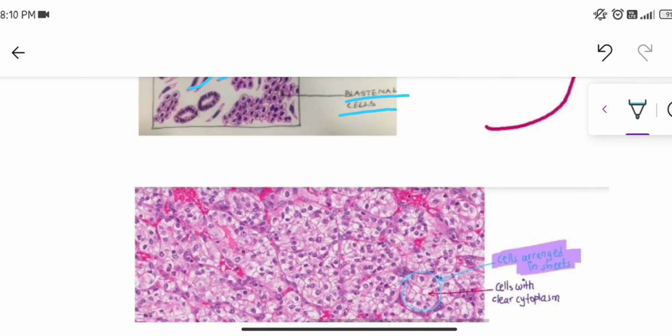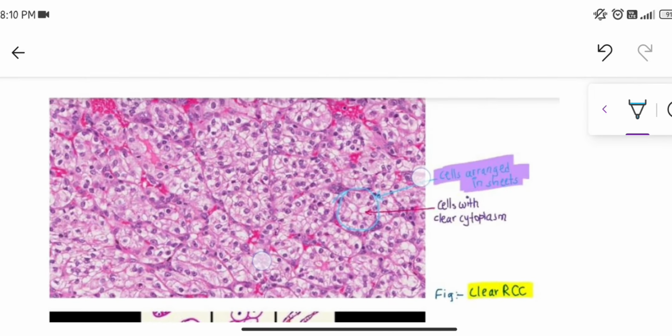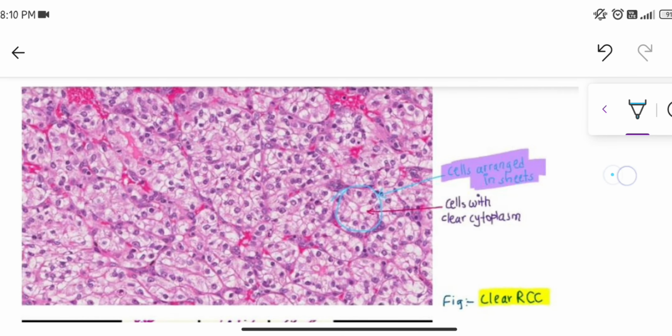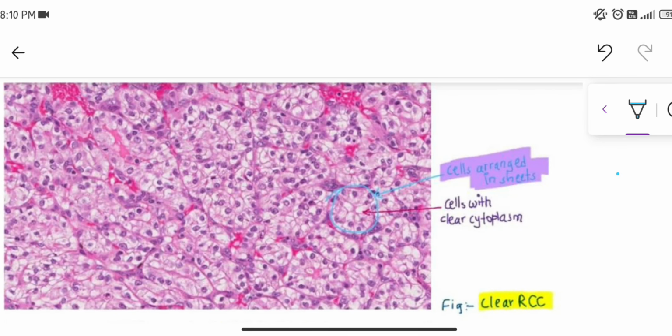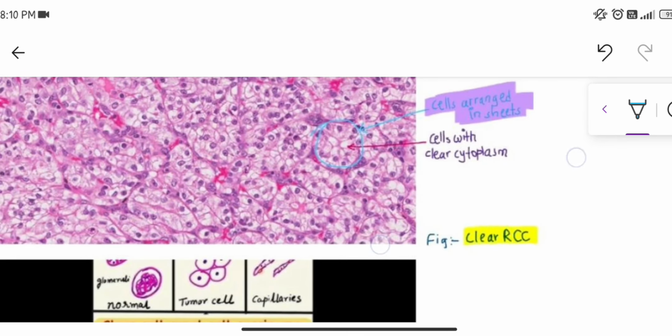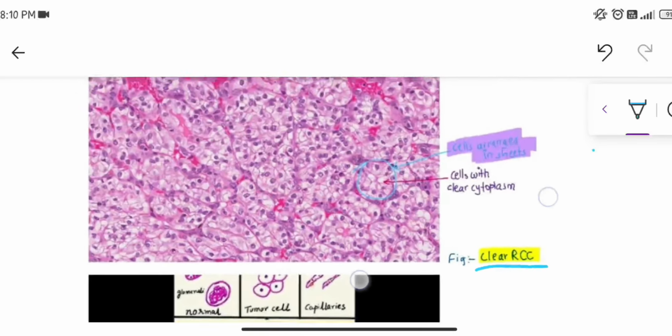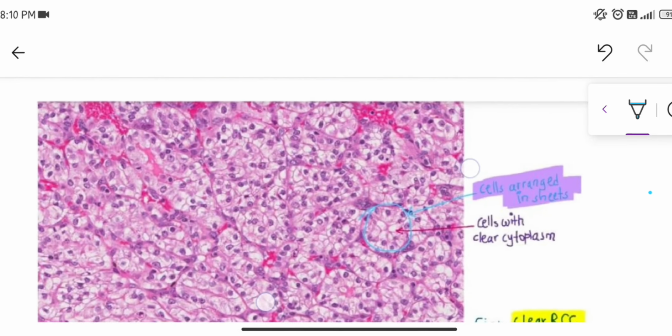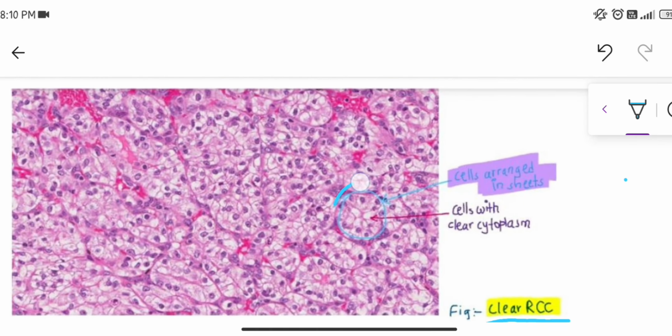Now next we have the clear cell renal cell carcinoma. In this clear cell renal cell carcinoma, the cells are totally clear. You can see in this figure the cells are arranged in the form of sheets, and their cytoplasm is cleared.